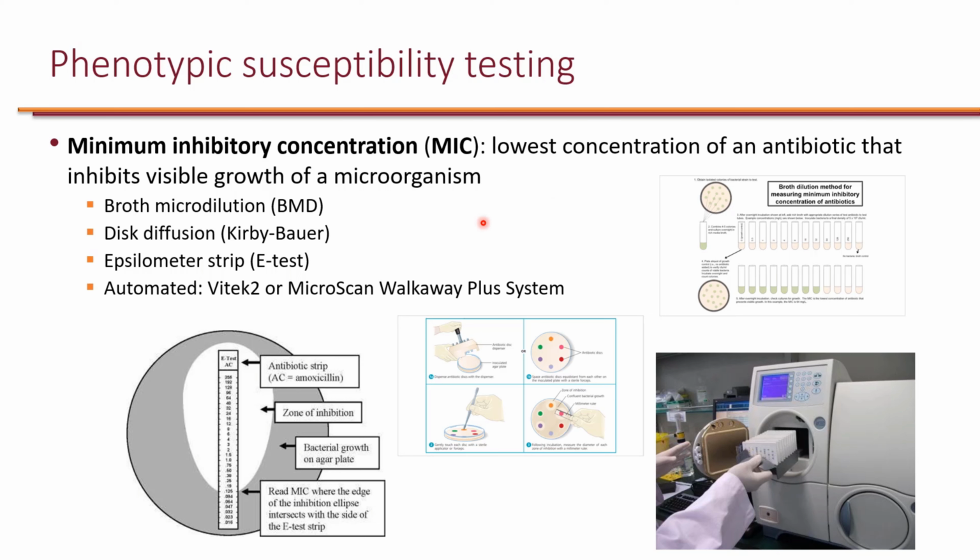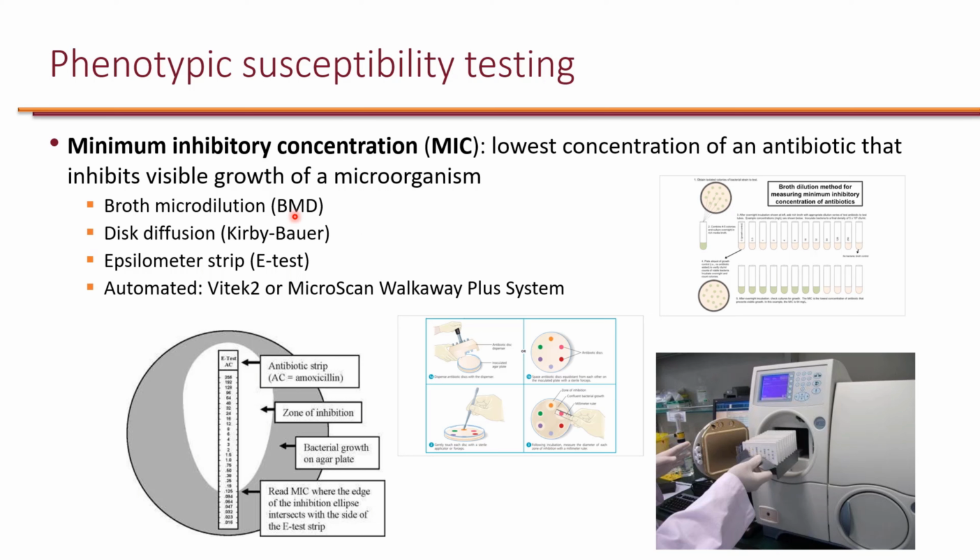And there are different ways to measure MIC. The gold standard is the broth microdilution, and by gold standard, I mean that this would be the reference method, and any other method would be a surrogate for the broth microdilution. And here's how broth microdilution works.